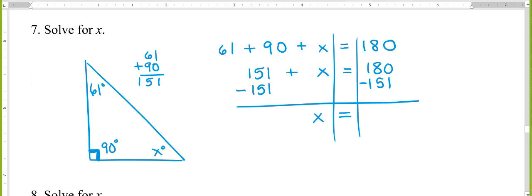Okay, let's see what we get. That's a 7. That's a 9. 7 minus 5 is 2. 1 minus 1 is 0. So yes, 29. Good.